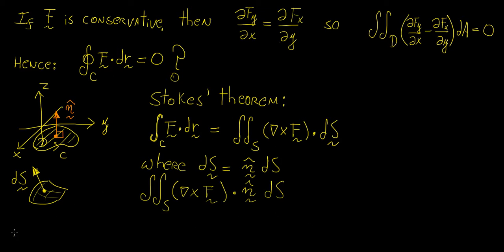Now we know that if F is conservative, it implies that the curl is going to be equal to 0. So by Stokes' theorem, we already know that this whole thing is just going to be 0. So it essentially also implies that the line integral is going to be equal to 0. So not only is Green's theorem telling us that this is 0 when F is conservative, but also Stokes' theorem is telling us that as well. Now, why is that the case? Well, it so happens that Green's theorem can actually be thought of as a special case of Stokes' theorem.